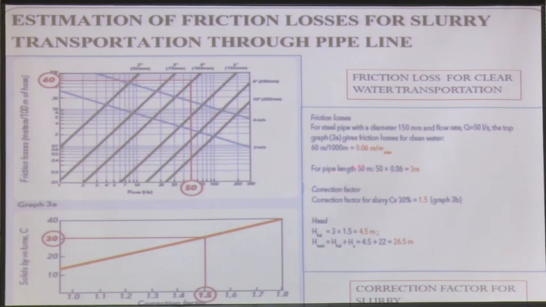So, for a pipe length of 50 meters, 3 meters is coming as a friction head loss, clear water. Now, you multiply, this was 3 into 1.5 as a factor. So, 4.5 meters is eventually the friction loss due to slurry. 3 meters is the friction loss due to water, but 4.5 meters is the friction loss due to slurry, and you have used the correction factors. Okay. This is one method.